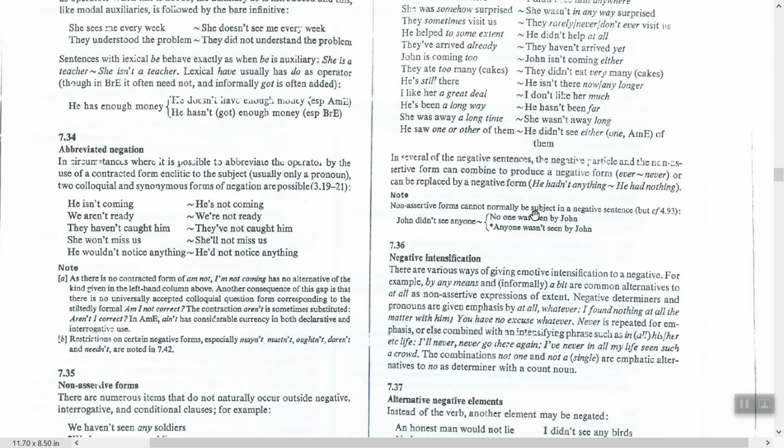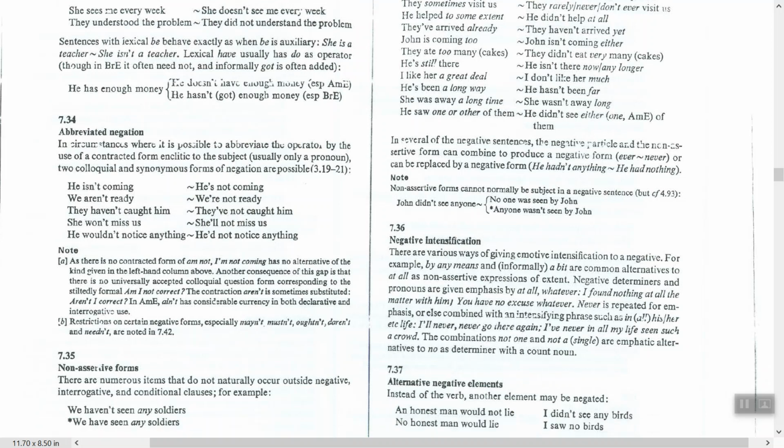Note this, very important. Non-assertive forms cannot normally be the subject in a negative sentence. For example, John didn't see anyone. You can say no one was seen by John, but anyone wasn't seen by John is wrong. Why wrong here? Because anyone is a non-assertive form and cannot be the subject.